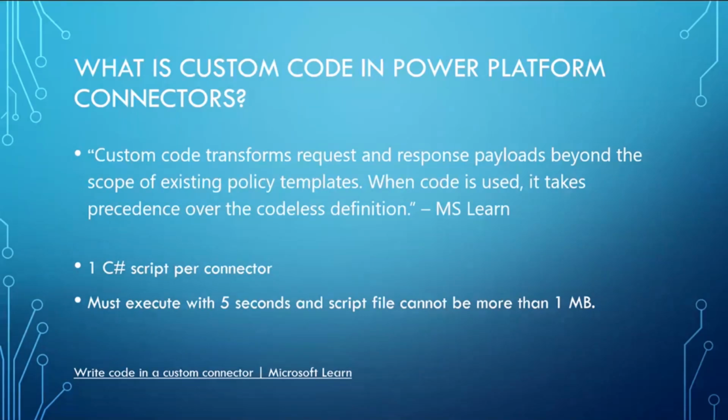Just keep in mind that custom code only allows you to have one C# script per connector, but you certainly can use if-else statements to handle your different operations. And keep in mind that the code must execute within 5 seconds, and the script file cannot be more than 1 megabyte. So these are restrictions that Microsoft has put on the custom code service for you. Keep in mind these are not firm, hard rules, but they are there just to keep in mind when you're doing this development.